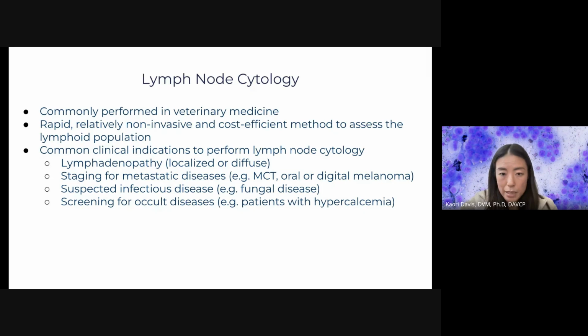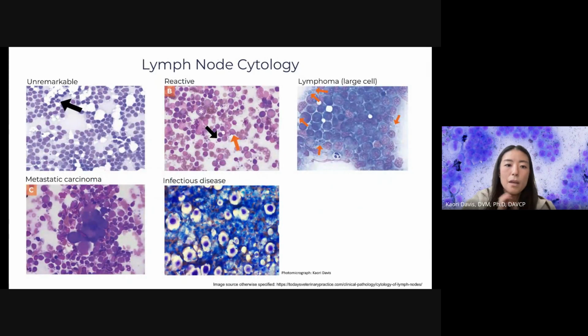Some infectious diseases, such as fungal disease, can show up in the lymph node as well. And sometimes veterinarians may consider aspirating lymph nodes when looking for occult diseases. For example, if a patient shows up with persistent hypercalcemia that cannot be explained, maybe it is a good idea to check the lymph node and rule out hidden lymphoma. There are many things that we can see when we do lymph node cytology.